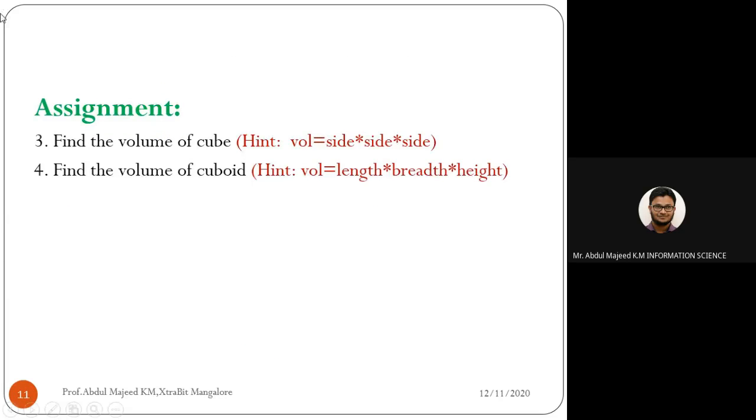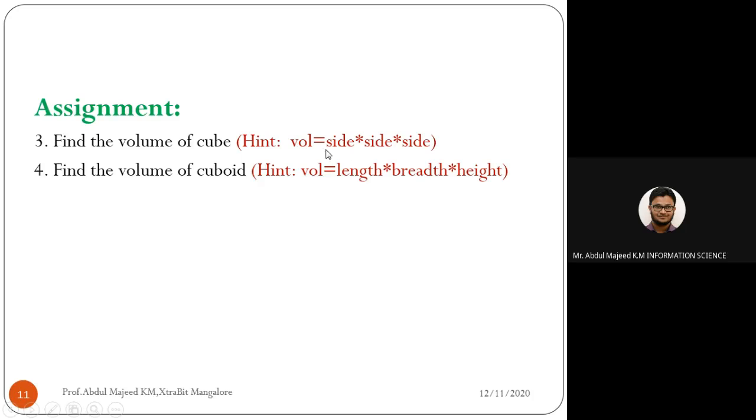Now you have to complete these two assignments. Find the volume of a cube, find the volume of a cuboid. A hint is given for the volume of a cube. You have to use this formula: volume is equal to side into side into side. Similarly, for a cuboid, you can find the volume by using this formula, length into breadth into height.